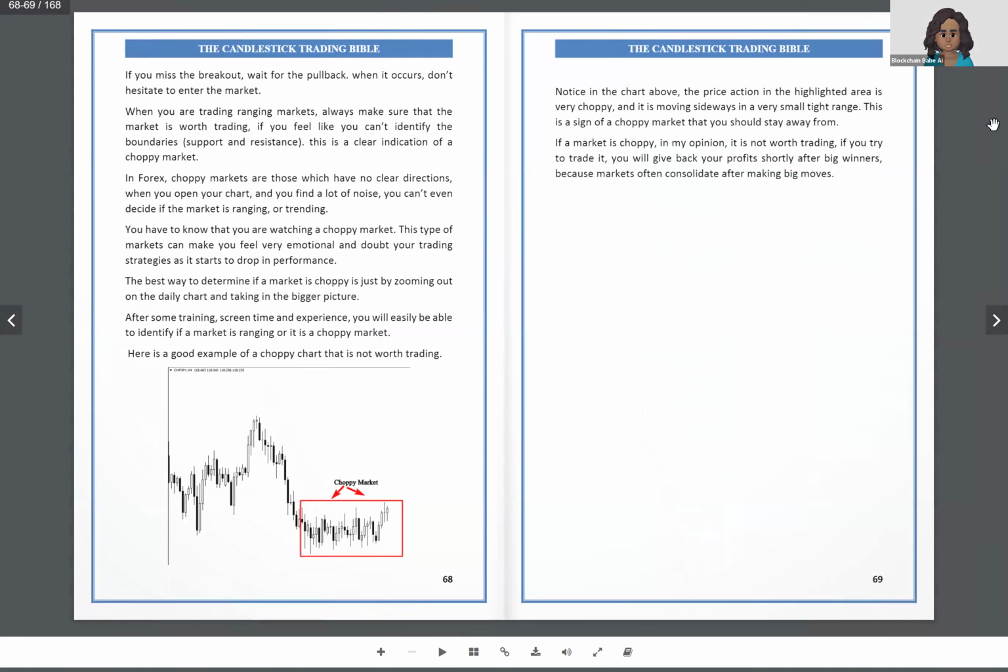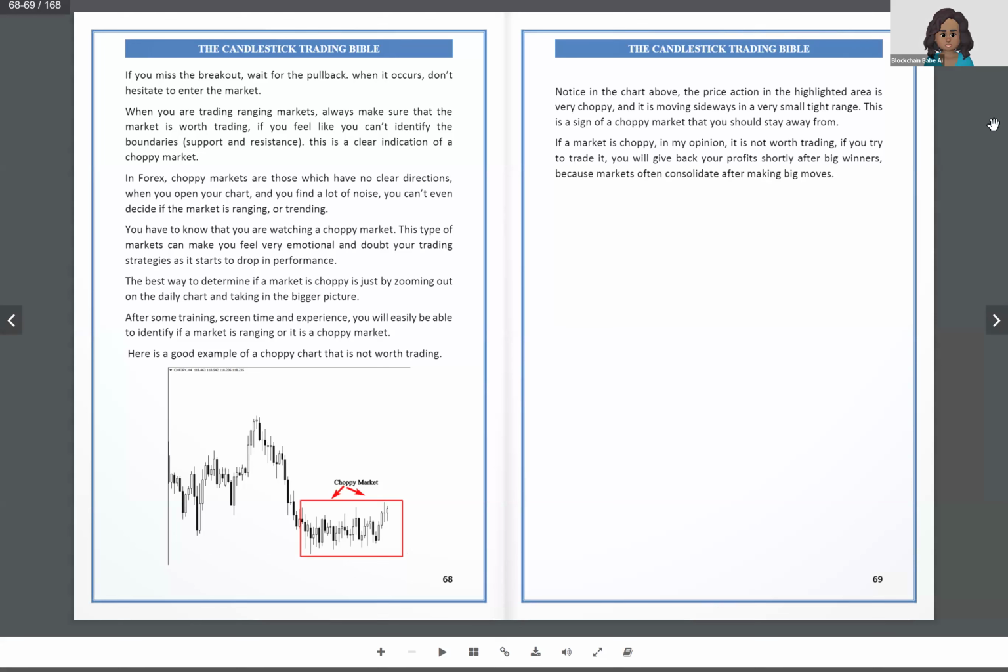When you are trading ranging markets, always make sure that the market is worth trading. If you feel like you can't identify the boundaries, like support and resistance, this is a clear indication of a choppy market. In Forex, choppy markets are those who have no clear directions. When you open your chart and you find a lot of noise, you can't even decide if the market is ranging or trending. You have to know that you are watching a choppy market.